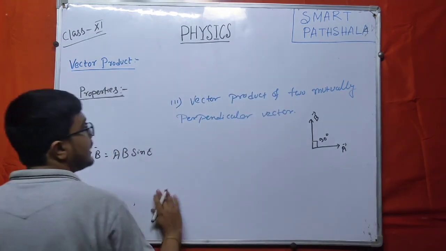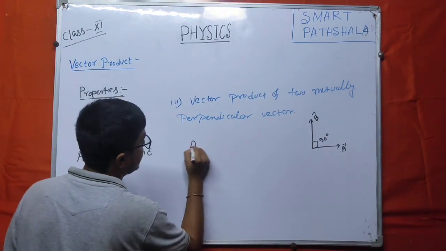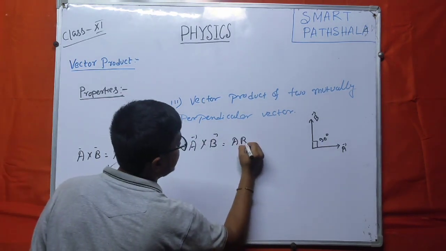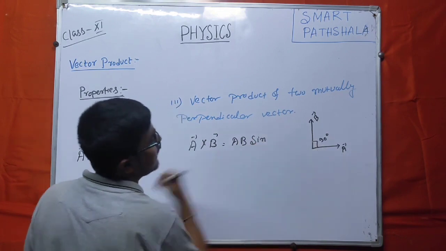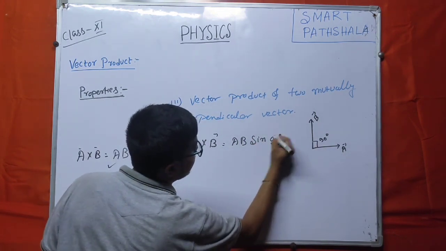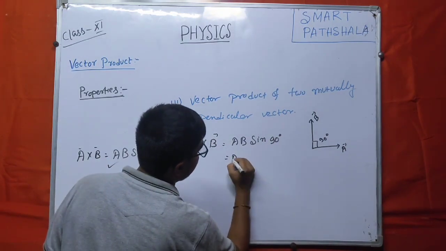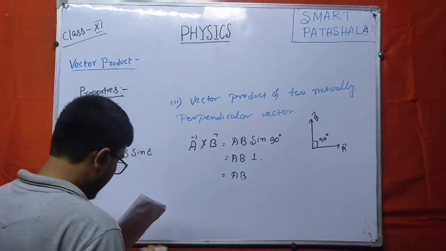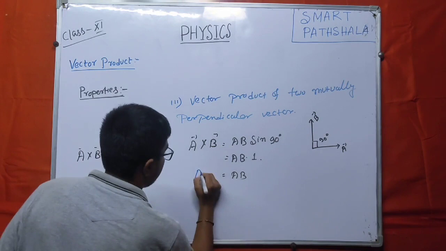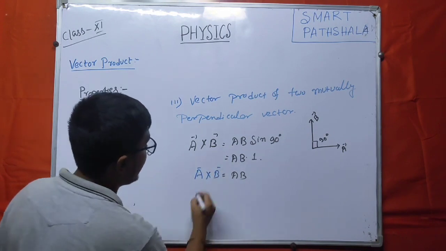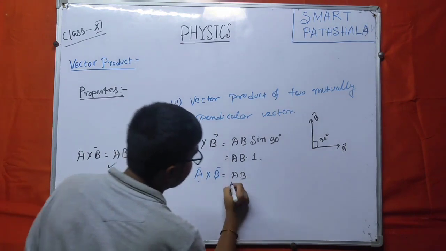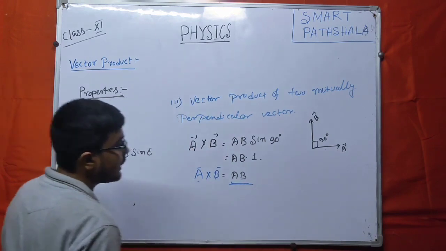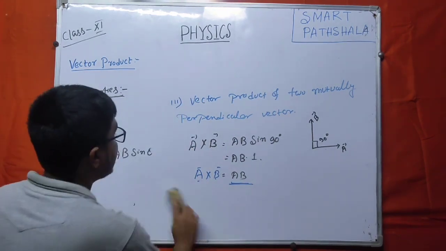Now we will find the vector product of these two mutually perpendicular vectors, that is a vector cross b vector. According to this formula, we can write ab sine of the angle between them. The angle is 90 degree, sine 90. What is sine 90? 1, so it is equal to ab. So the vector product of two mutually perpendicular vectors is nothing but the product of their magnitudes. This is our third property.